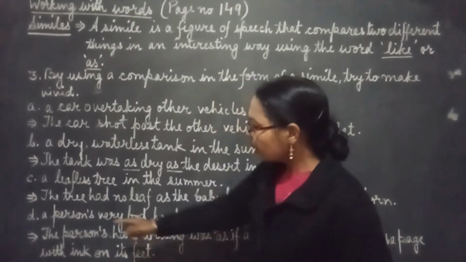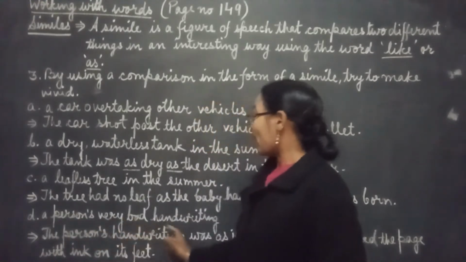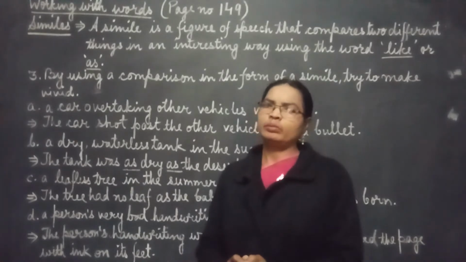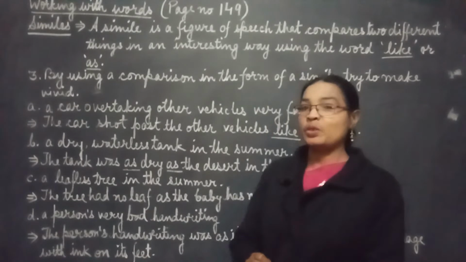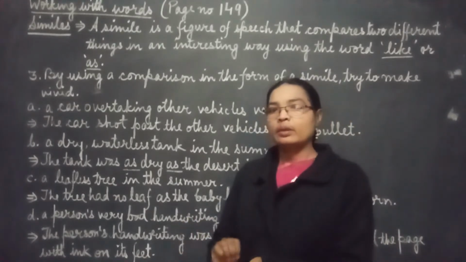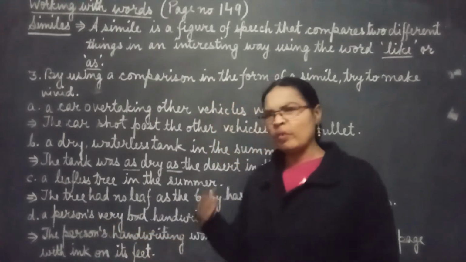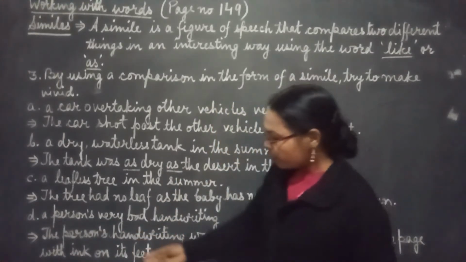Alright. Come to next number. A person's very bad handwriting. Very bad. You can't read. You can't recognize what word is there or which letter is used to make that word. A person's very bad handwriting. So that is how we have solved here.